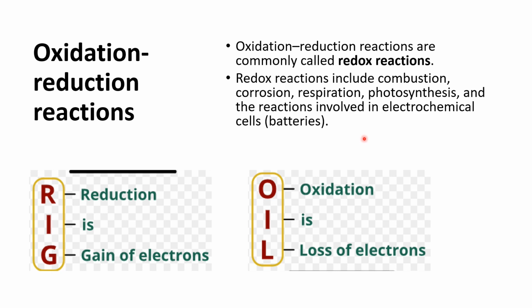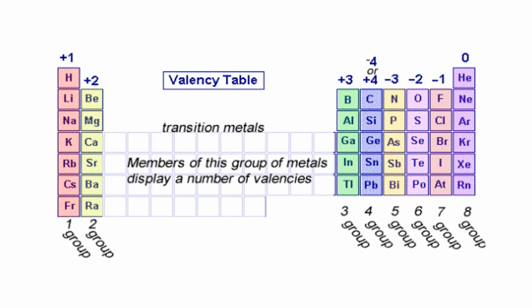Now, how do we get to know if reduction or oxidation is taking place or not? Reduction is the gain of electrons and oxidation is the loss of electrons. And there's a mnemonic for this, RIGOIL. RIG means reduction is gain of electrons, and OIL is oxidation is loss of electrons. With this, you can learn what is oxidation and what is reduction.